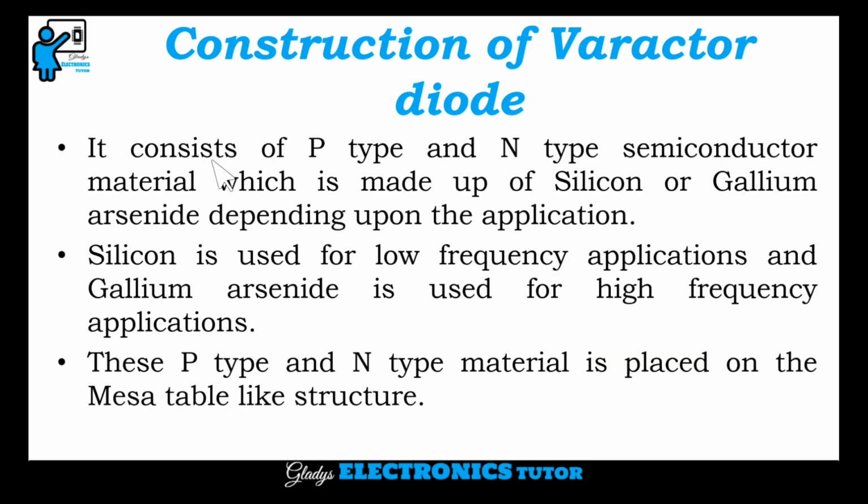So more about the construction of varactor diode. It consists of p-type and n-type semiconductor material, which is made up of silicon or gallium arsenide depending upon the application. So silicon is used for low frequency applications and gallium arsenide is used for high frequency applications. These p-type and n-type material is placed on the meso table like structure.